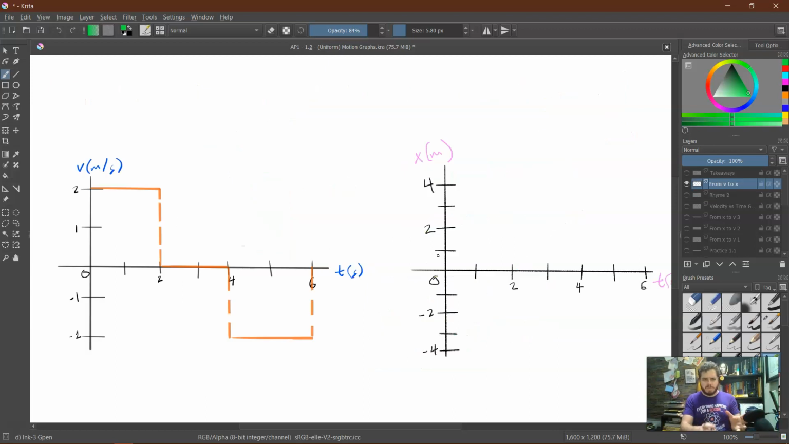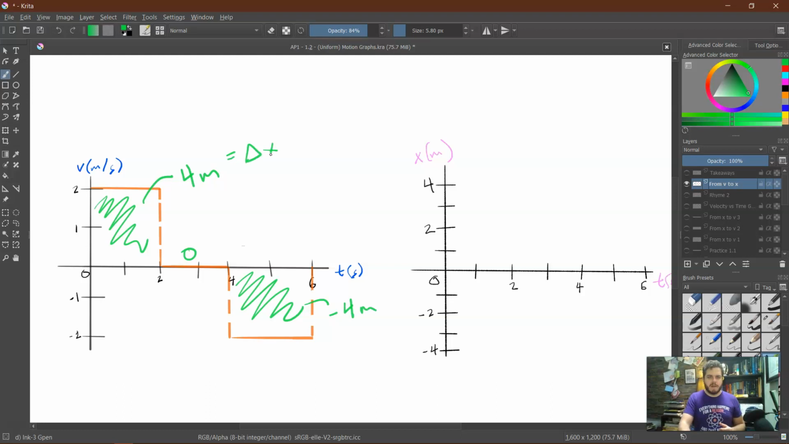So here we have the v versus t graph, the one we just had a second ago. We said this was 4 meters. We said there was no displacement there. And this is minus 4 meters. So if I want to, I can even say this is delta x1, this is delta x2, and this is delta x3. So now I want to move from a v versus t graph to an x versus t graph.